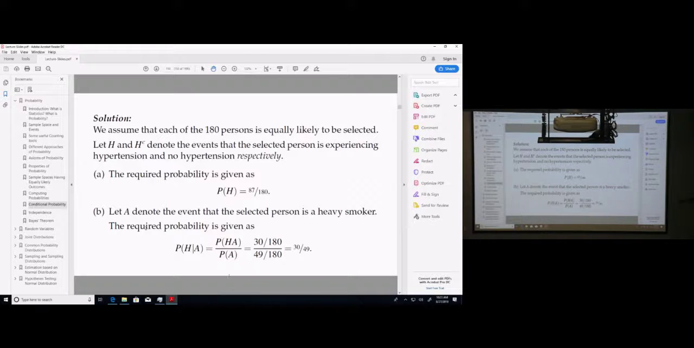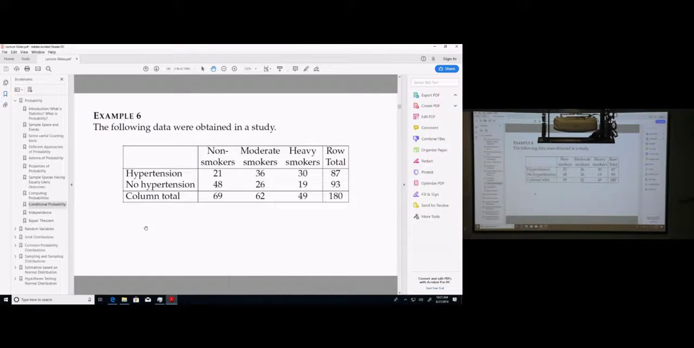We assume that each of the 180 persons is equally likely to be selected. This is the assumption here. All right, assuming the 180 persons are equally selected, and let H and H complement denote the event that the selected person is experiencing hypertension or no hypertension, respectively. So the required probability is given as probability of hypertension. So we go back to the table. So we are looking at the hypertension. So there are 87 subjects out of 180.